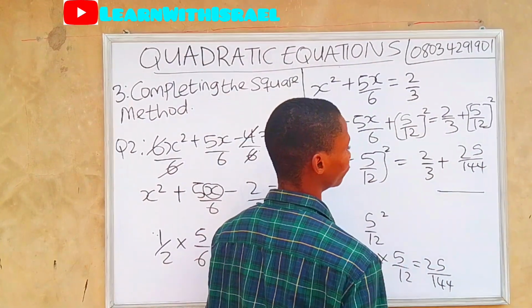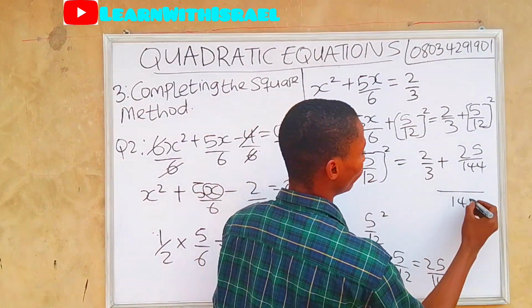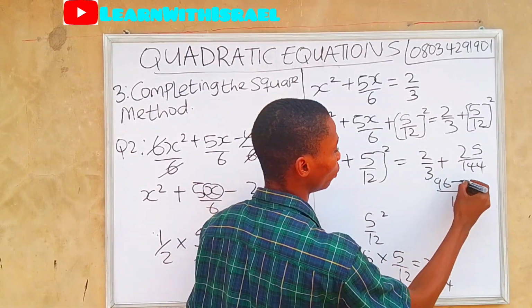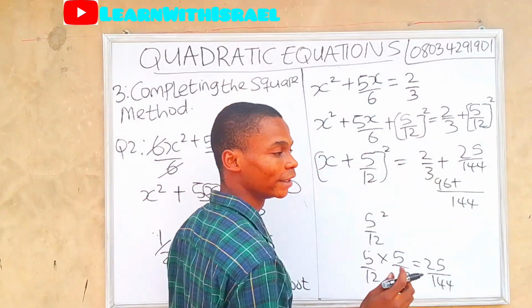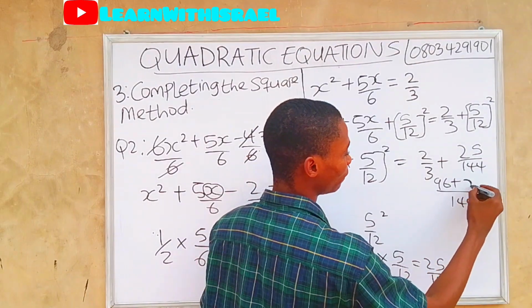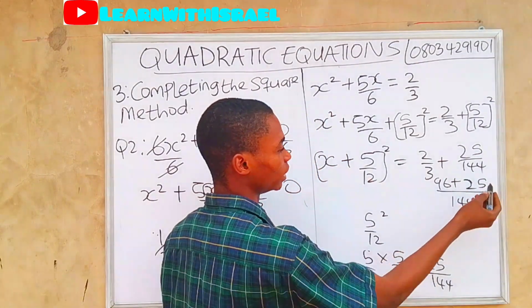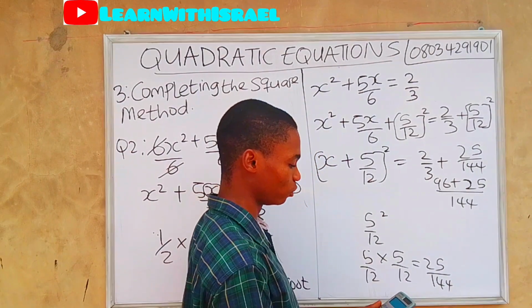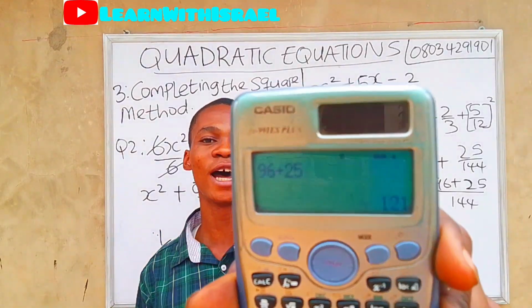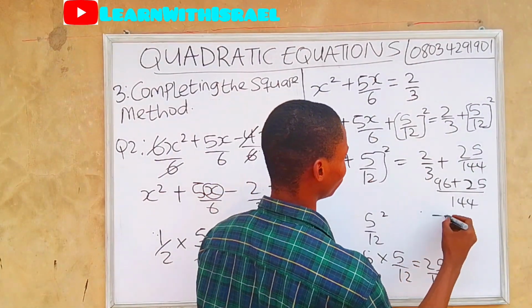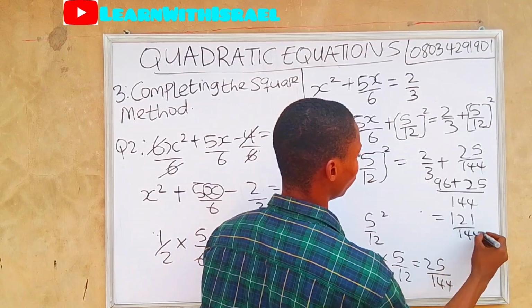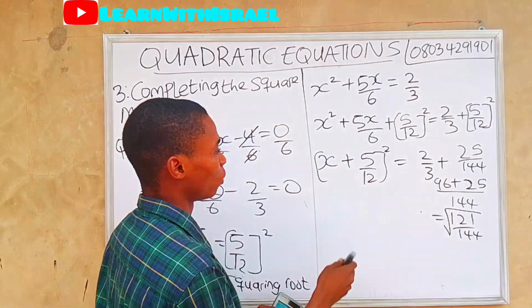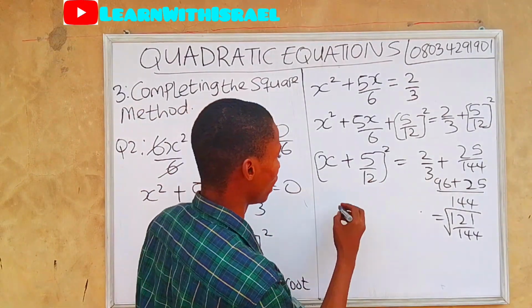What are we doing next? We find the LCM. We are using 144. 144 divided by 3 is 48. 48 multiplied by 2 is 96. Plus 144 divided by 144 is 1. 1 multiplied by 25 is 25. 96 plus 25 is 121. You can press your calculator to confirm all I am doing. So 121 all over 144. Let's clean here so we can solve this. So how did we solve this the other time? We square root.